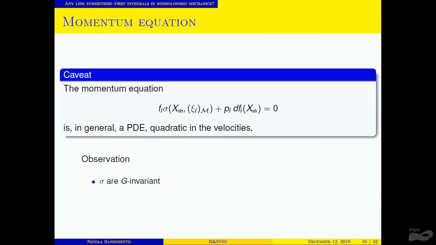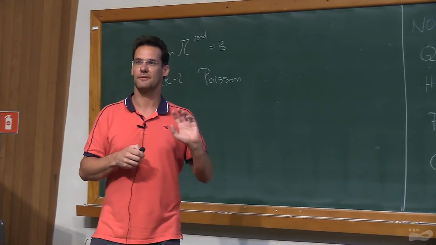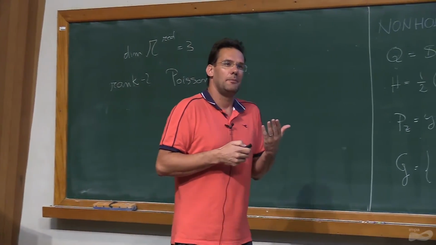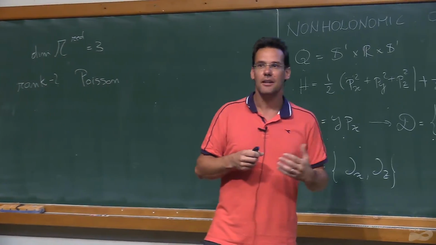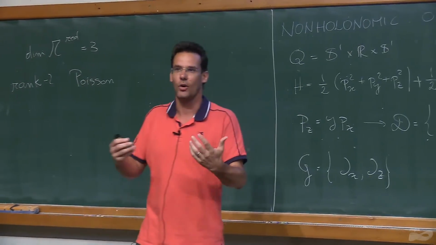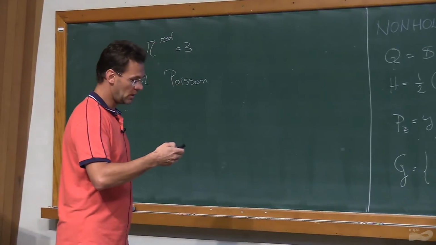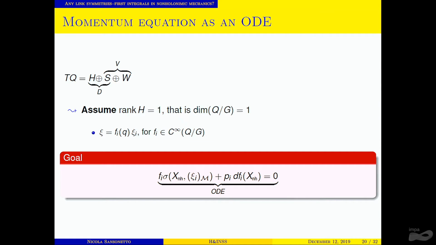And now, what to say about this momentum equation? At first, this momentum equation is a partial differential equation, quadratic in the velocities. So it has a nice property, but it's a PDE. So in particular, it doesn't say anything about the global aspect of the first integrals. Maybe they can exist, but locally, and we know that locally they always exist. But we want to have some global information. So what to do? When we use this decomposition, of course, we need to restrict the kind of system that we consider, but nevertheless, we will see that there are many.